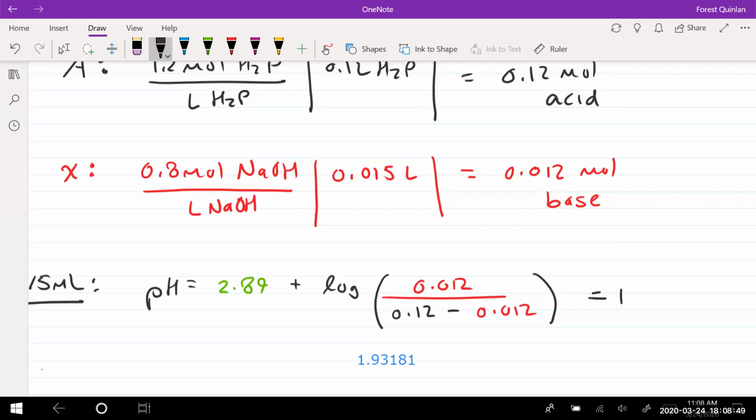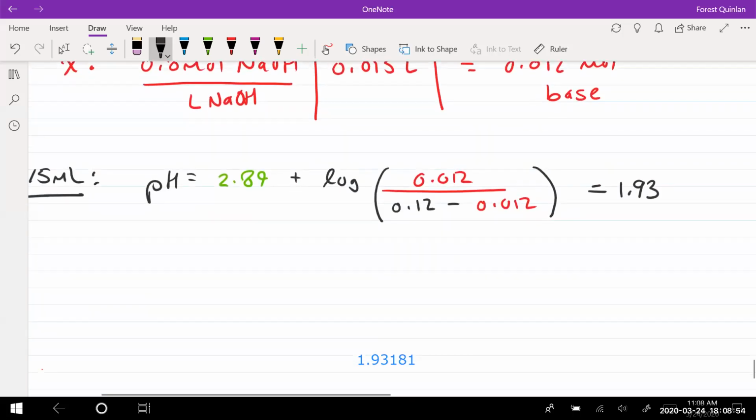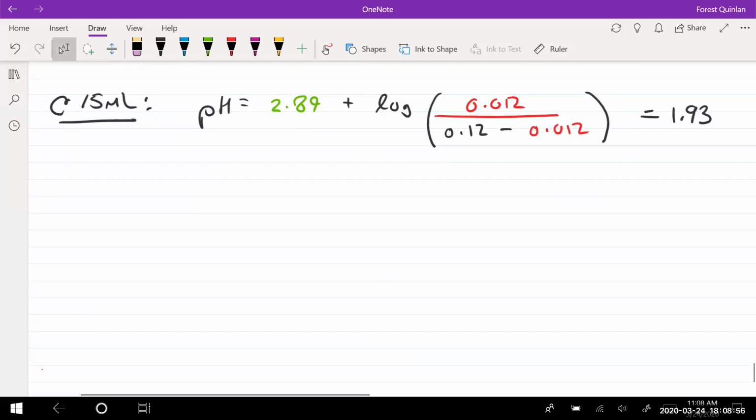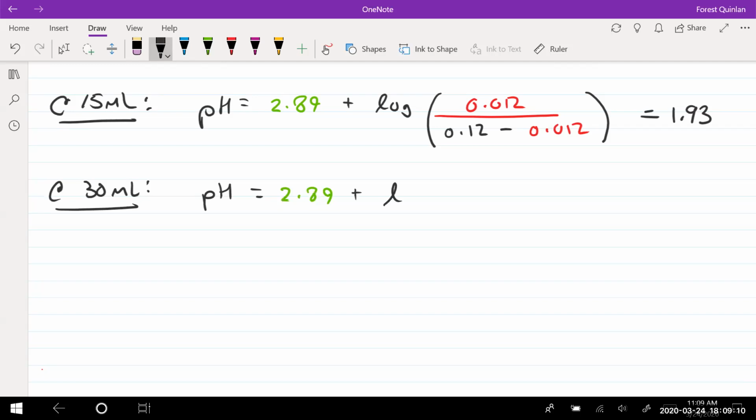Now, thank you very much, Dallas. I appreciate that because I don't have these numbers because we decided on this interval this time. So I'm going to go ahead and say at 30 mils, the pH is equal to 2.89 plus log. And this, Chef, goes back to your question earlier, so I'm going to give it to you.